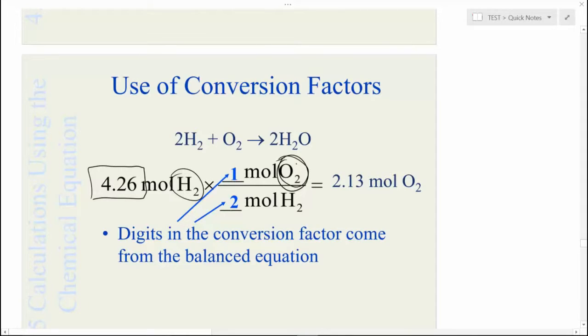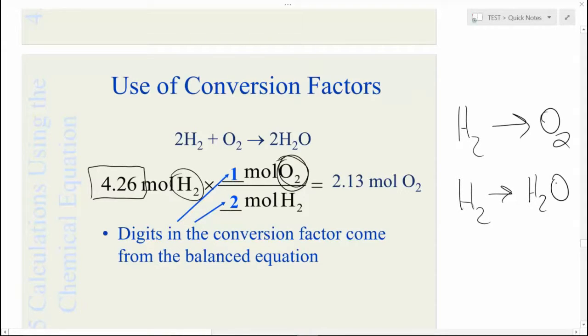Stoichiometry is the ability, or the process, to go from one thing to a new thing. So I can go from H2 to O2 like we've done here, or I could go from H2 to H2O. Either way, I can use the conversion factors that are given to me. From H2 to H2O, it would be 2 H2O for every 2 H2, and I would use that conversion factor instead.